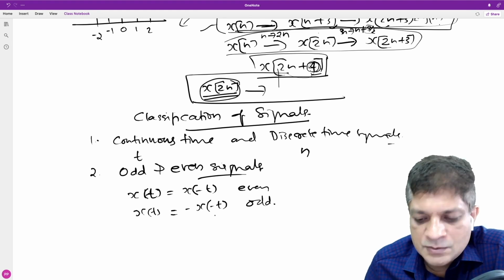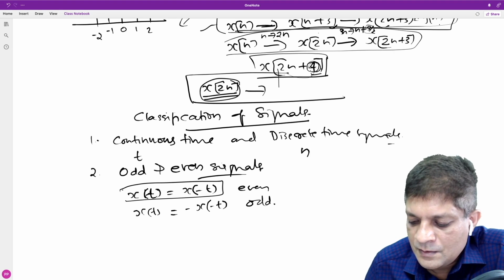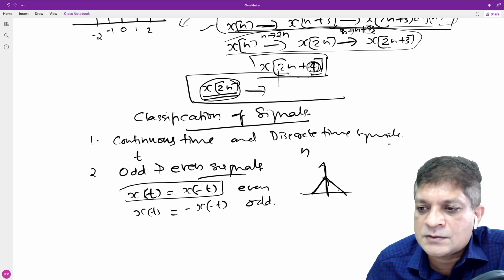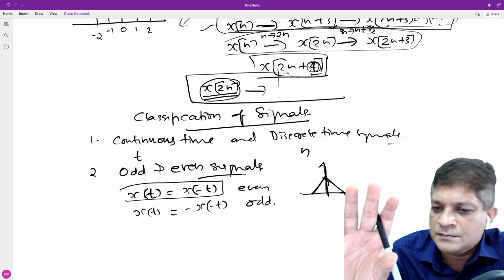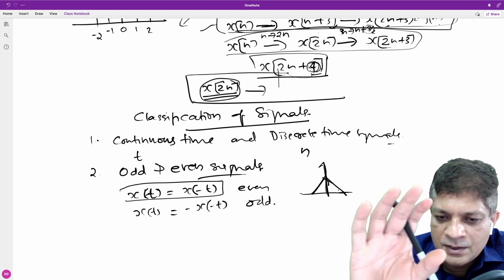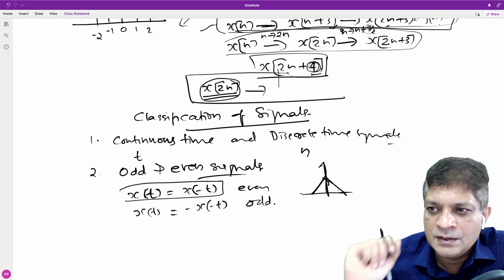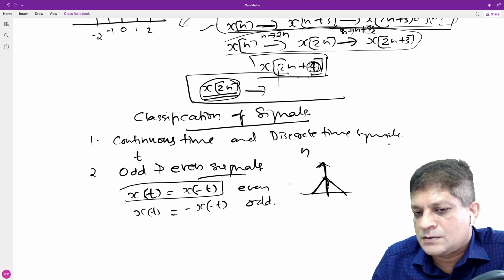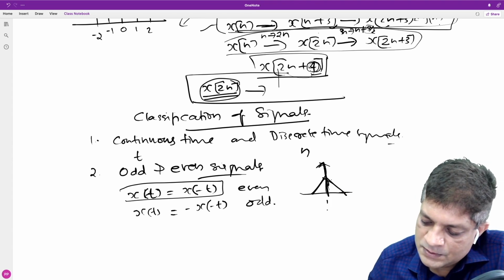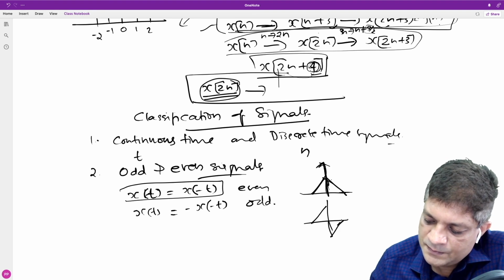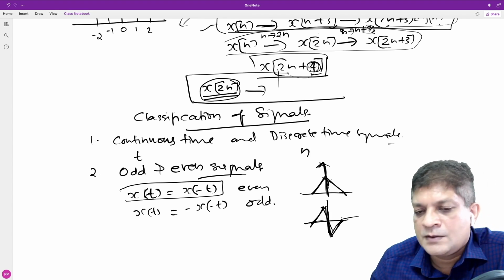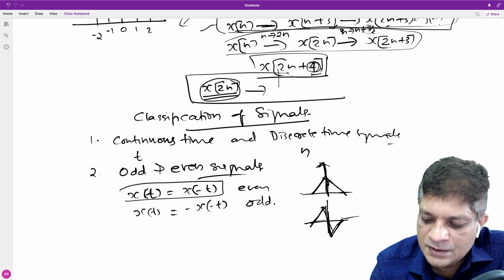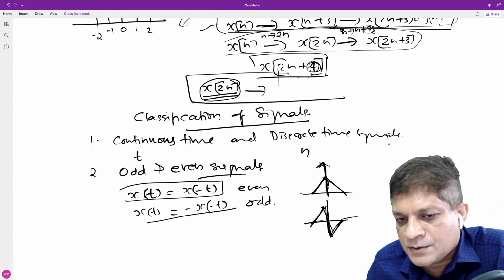And you can visualize this also. What does it mean in terms of the shape of the signal? Even signal means what? It is symmetric about the y-axis. That means if we flip the signal about the y-axis, you should get the same signal. That is the even signal. And the odd signal, let's say this is an example, is anti-symmetric about the y-axis. If you flip the signal about the y-axis, you will get the negative of that signal. So this classification is based on the symmetry.